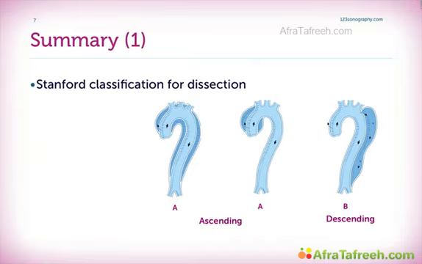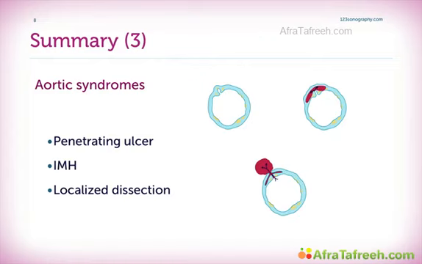We can classify dissection according to the Stanford classification. A would be an aneurysm of the ascending aorta, and B of the descending aorta. Patients with aortic syndromes are also at very high risk for aortic rupture. They have a similar prognosis as aortic dissection. We can describe penetrating ulcers, intramural hematoma, and localized dissection, which can lead to localized perforation of the aorta.